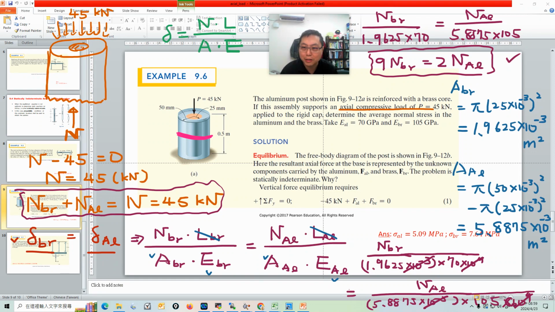I missed something here. N_BR, its modulus is 105. Yeah, so that's why I didn't get the correct answer. Sorry about that. So this is 105 and this is 70. The same thing here is 105. Here is 105 and here is 70. So we will have a very different relation. Let me check it again.